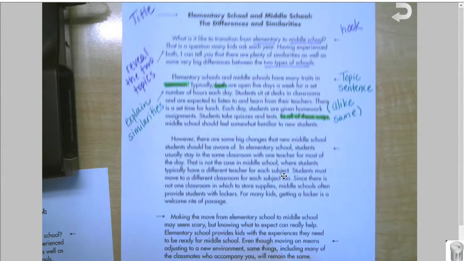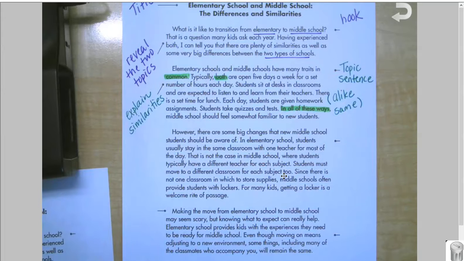All right, next paragraph. However, there are some big changes that new middle school students should be aware of. In elementary school, students usually stay in the same classroom with one teacher for most of the day. That is not the case in middle school, where students typically have a different teacher for each subject. Students must move to a different classroom for each subject, too. Since there is not one classroom in which to store supplies, middle schools often provide students with lockers. For many kids, getting a locker is a welcome rite of passage.